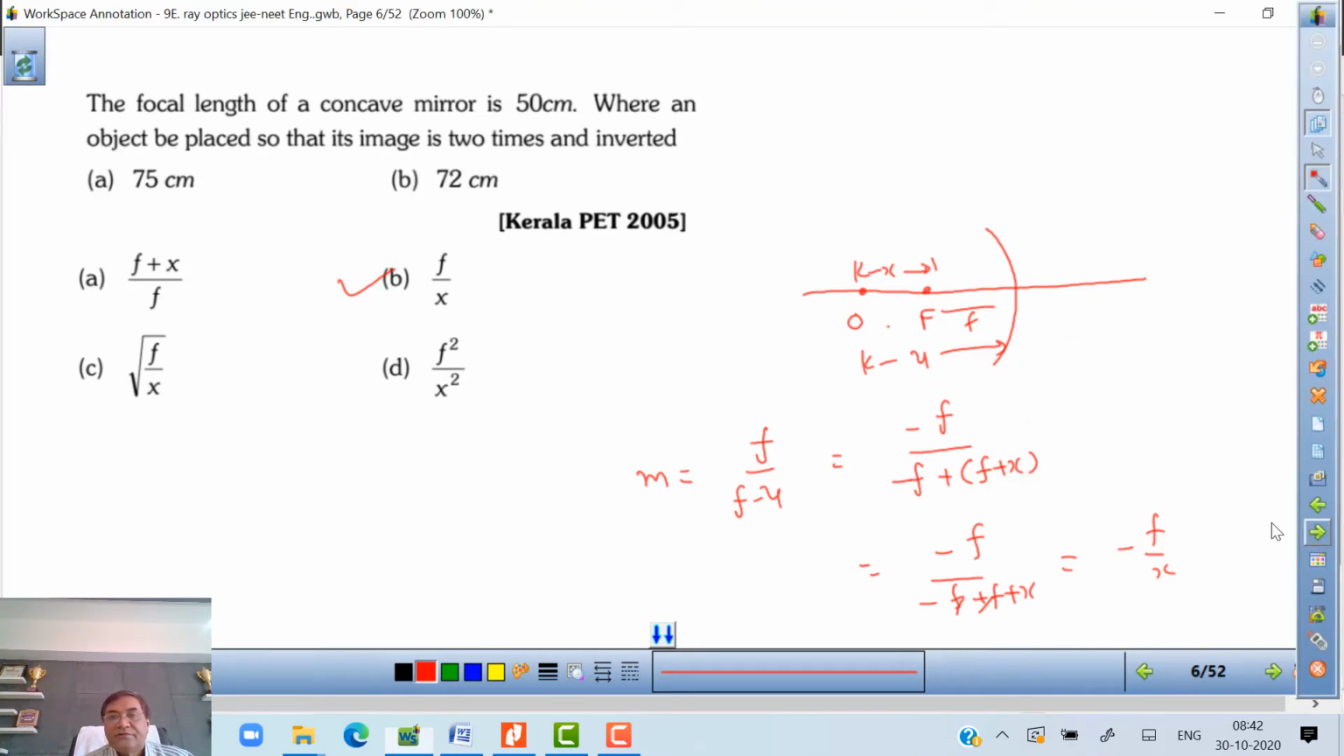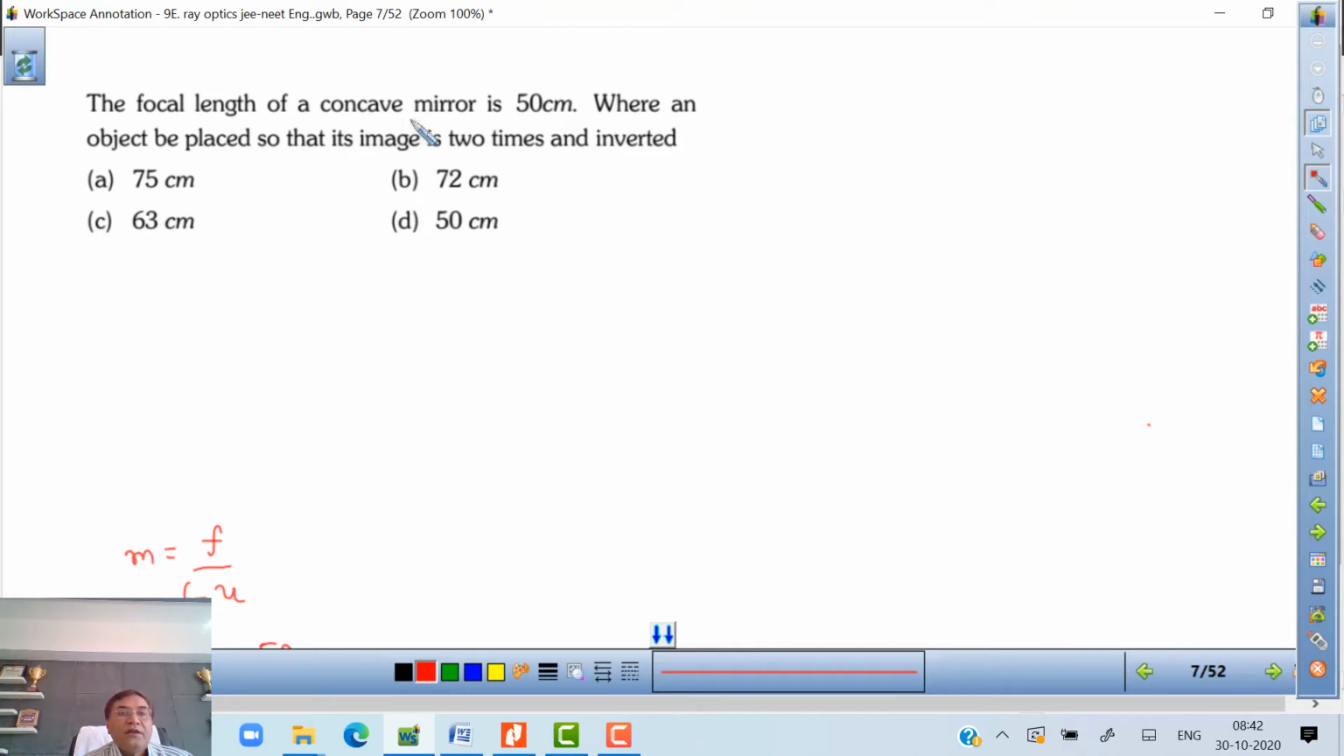Then I go for next. The focal length of the concave mirror is 50 centimeter. Where should the object be placed so that its image is 2 times, an inverted image? So magnification is 2. It is inverted, so I put the negative sign. Focal length is equal to 50 centimeter. Since it is concave, it is minus 50 centimeter. So you have to find out the object distance.